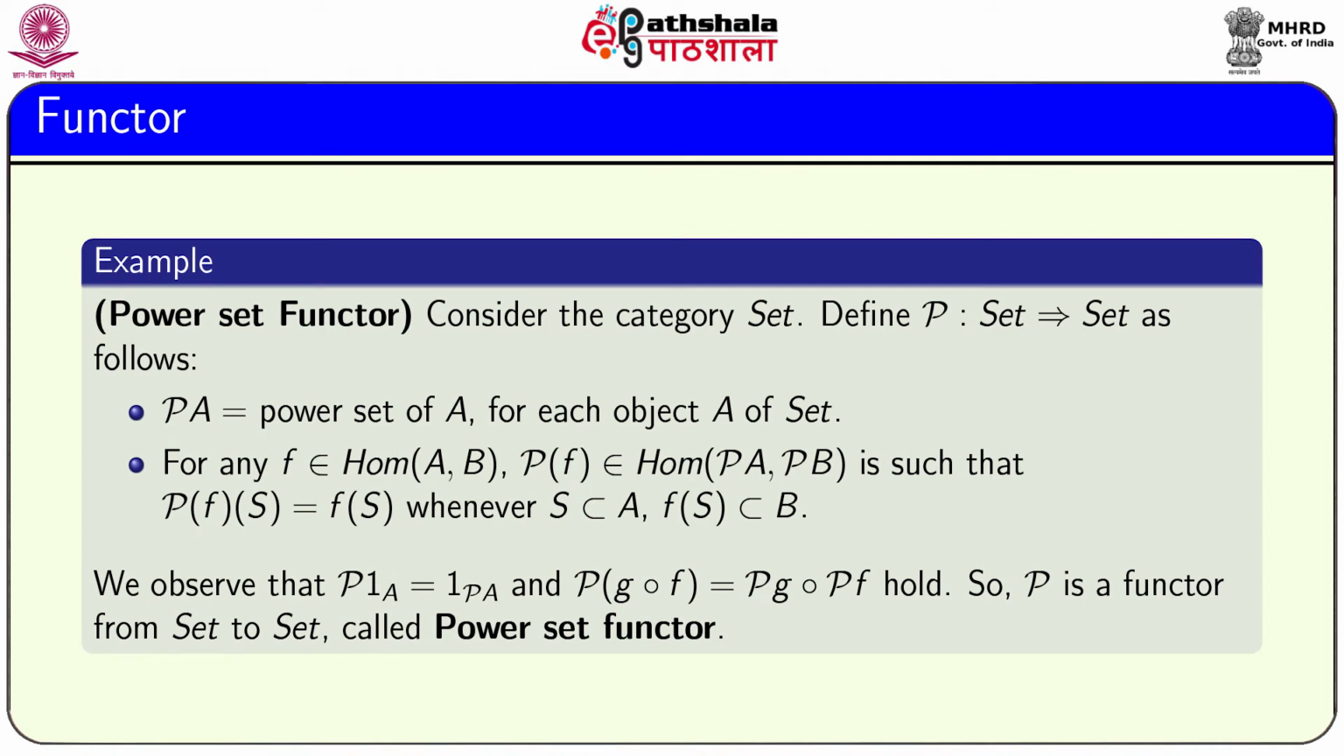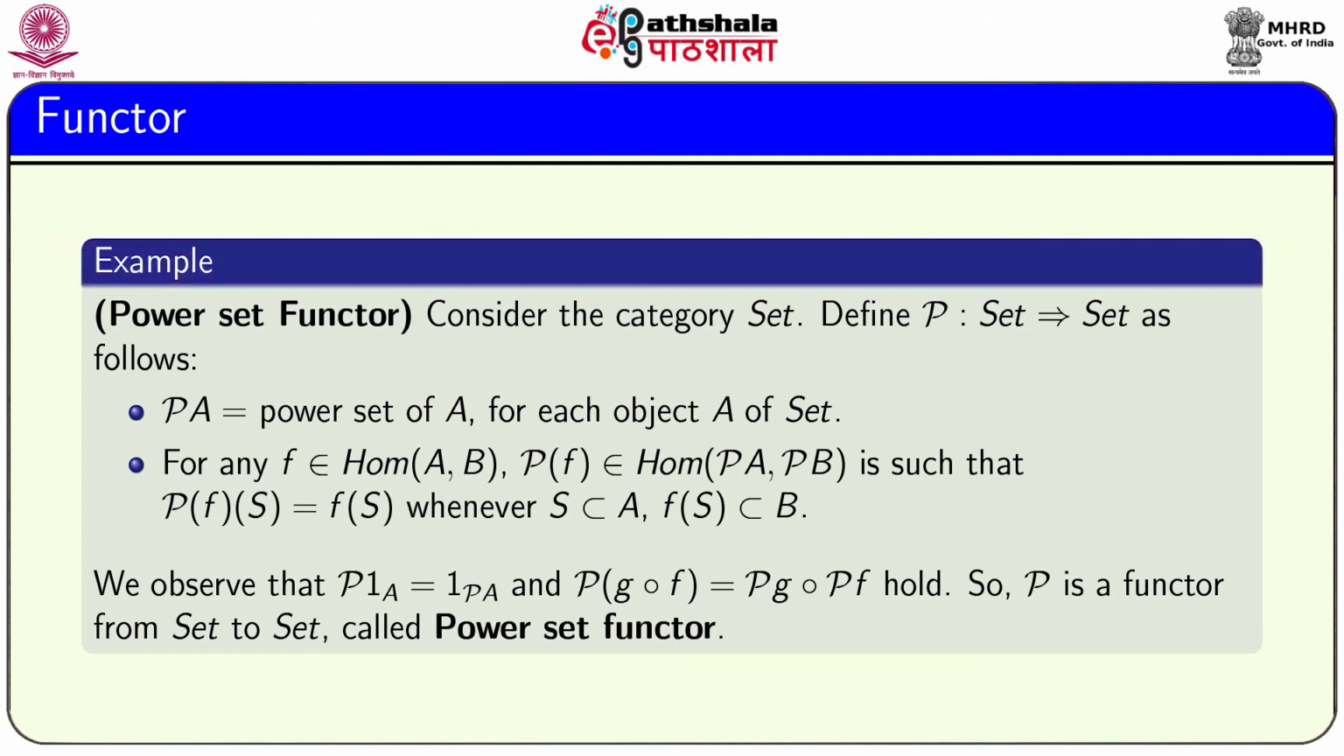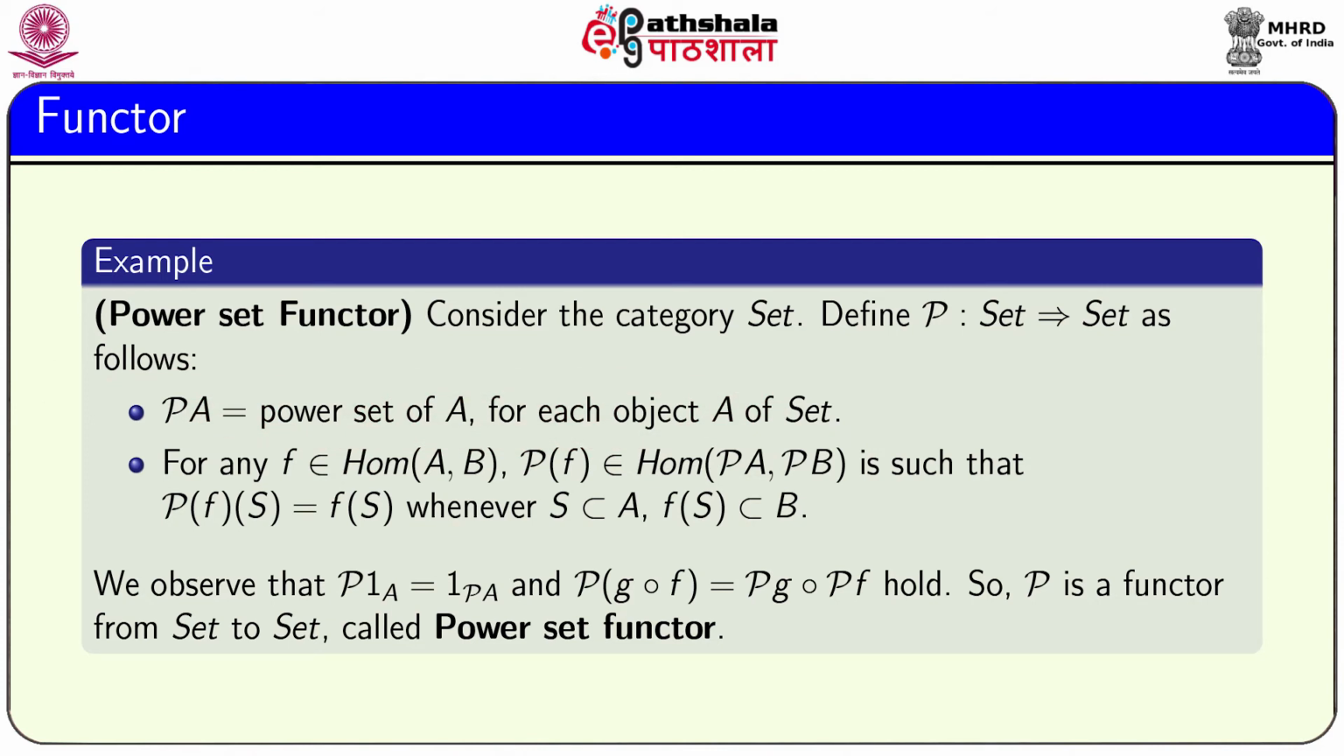Let us take an example of a functor. It is a very natural one. If we consider the category Set, here the objects are sets and the morphisms are simply mappings. Define a functor P from the category Set to the category Set itself by PA is equal to the power set of A for each object A of C.